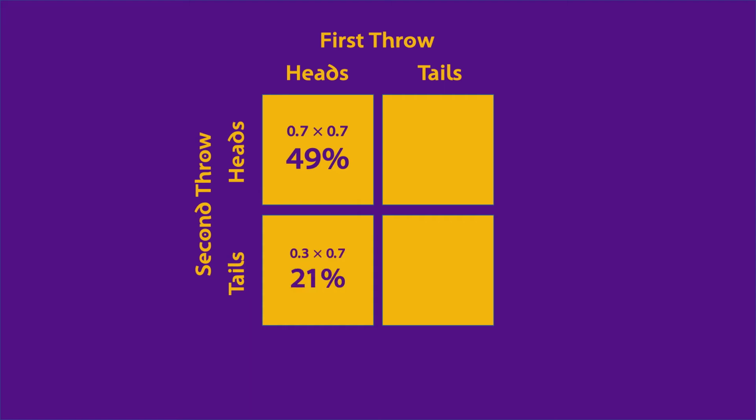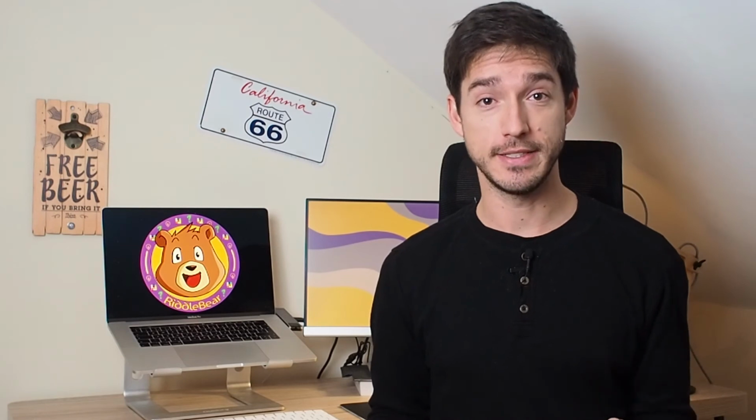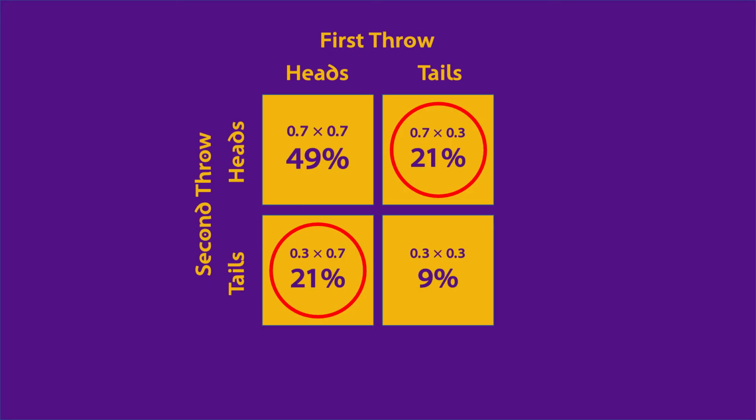First heads, second tails. This is 0.3 times 0.7, or 21%. First tails, second heads. This is 0.7 times 0.3, or 21%. And finally, first tails and second tails. This is 0.3 times 0.3, or 9%. But wait a second. We already found 2 cases that have equal probabilities, heads followed by tails, and tails followed by heads. Now, is this peculiar to the choice for P that we made?